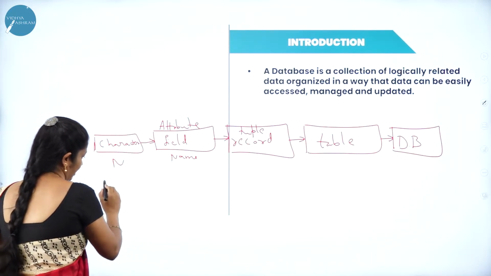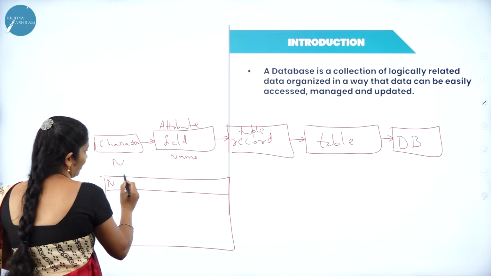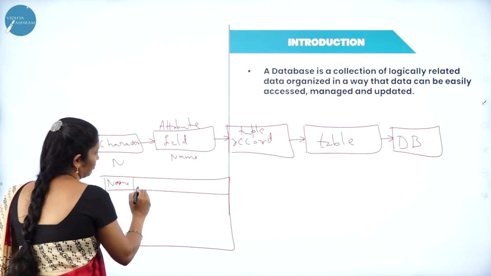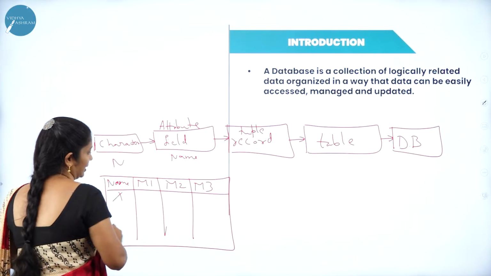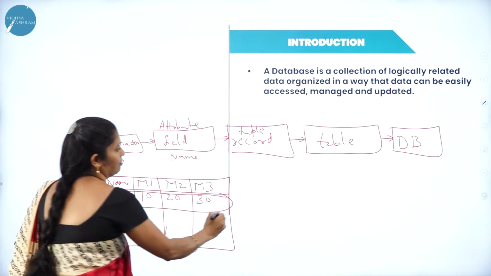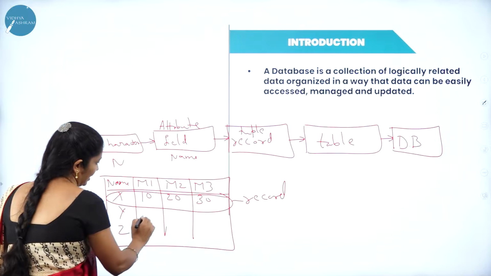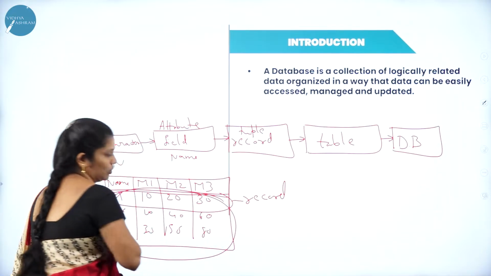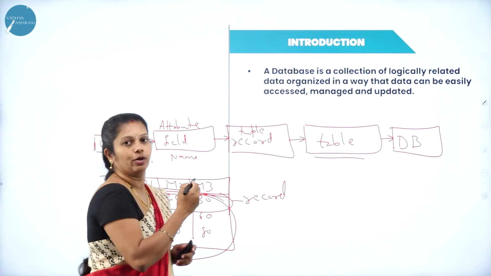For example, if I write N in a table, then it is a character. The collection of characters, name, can be called a field or attribute. The collection of fields, one is name, then marks 1, marks 2, marks 3, can be called a record. For example, X is the name, marks 10, 20, 30. The collection of these values can be called a record. The collection of records like X, Y, Z with their marks can be called a table. And the collection of related tables can be called a database.